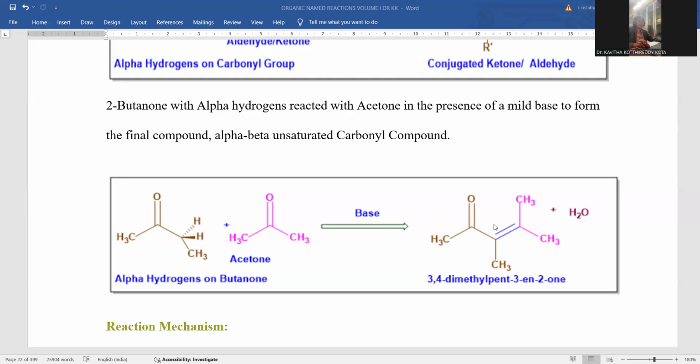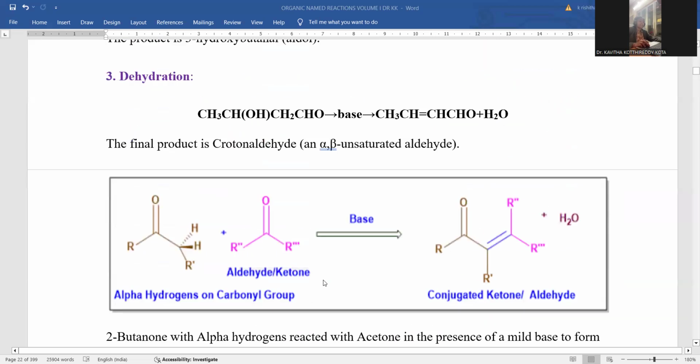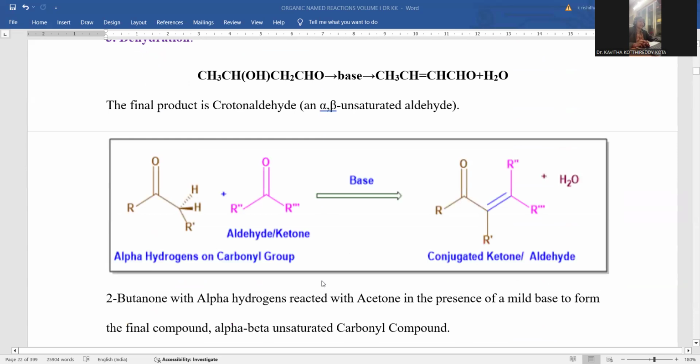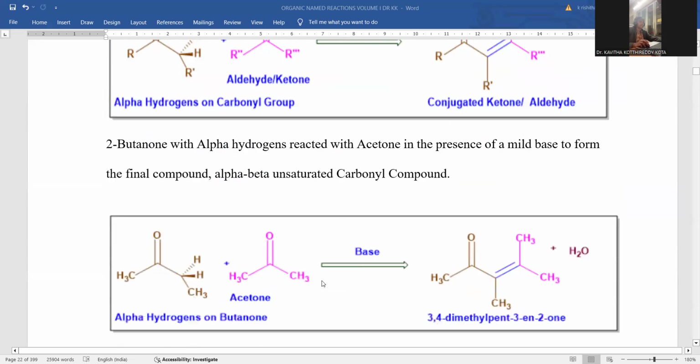Here is the alpha beta unsaturated carbonyl compound origination whenever two ketones are treated. In terms of the reactivity pattern, the compatibility or reactivity comparison between the aldehyde and the ketone: obviously aldehyde will give the higher yield over the ketonic product, since steric factors matter in the case of ketones. In order to remove the proton and go for the condensation, ketones are somewhat less reactive in aldol condensation with respect to aldehydic functionality, right?